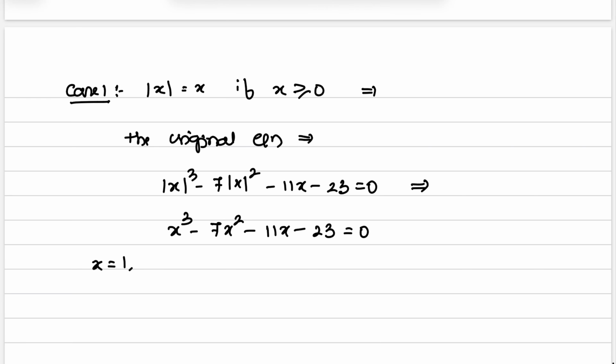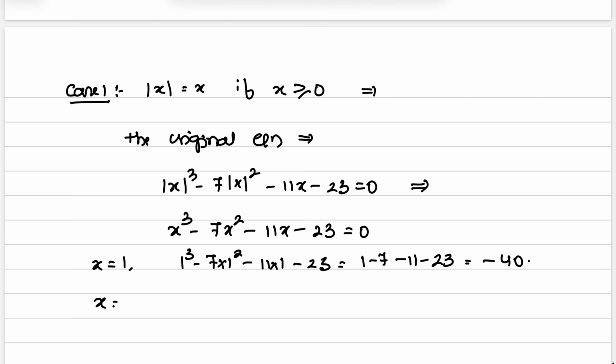Let us see. x is equal to 1 means 1 cube minus 7 into 1 square minus 11 into 1 minus 23. What is its value? 1 minus 7 minus 11 minus 23 is equal to minus 18 minus 20 minus 41, which is equal to minus 40. Here we are considering only x greater than or equal to 0. If you put x is equal to 0, that is minus 23.